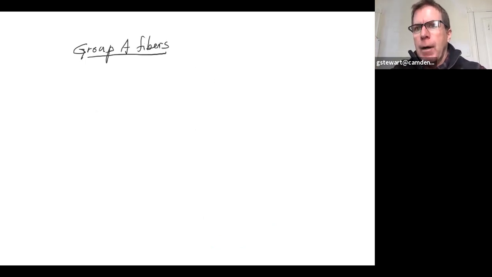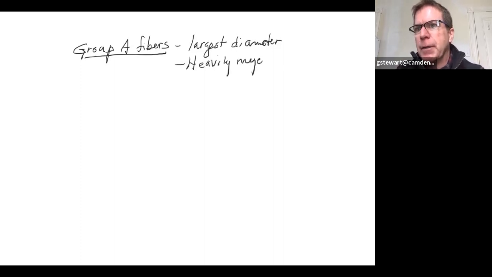And we have designated different groups of nerve fibers based on their speed of conduction. Group A fibers are the thickest or largest in diameter, and they also have the most myelin. So I'm just going to write heavily myelinated. So these are the fastest ones.